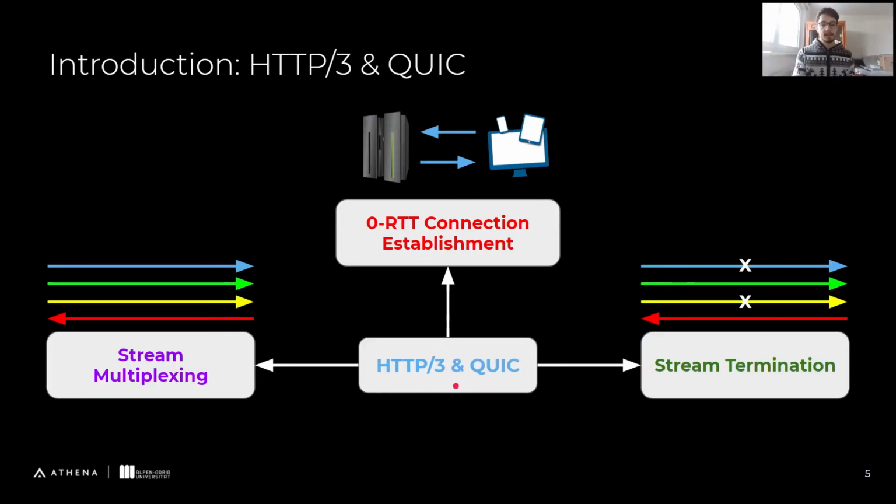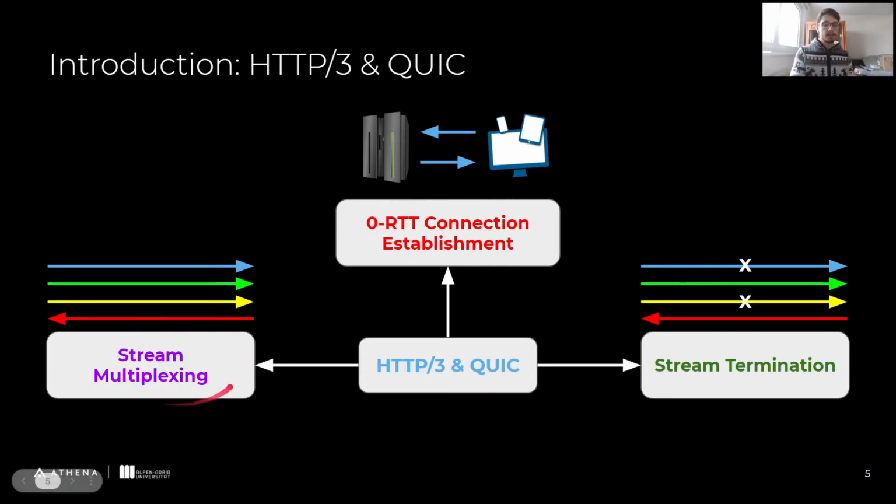The second topic, really important, is HTTP3 and QUIC. We decided to run our application on top of HTTP3 and QUIC because we wanted to exploit its features. The first feature that I'd like to talk about is the zero RTT connection establishment, which means that data are exchanged immediately after the connection is established. That's why it's called zero RTT.